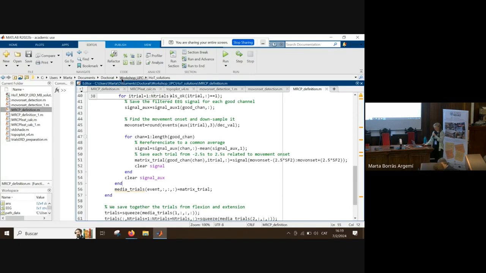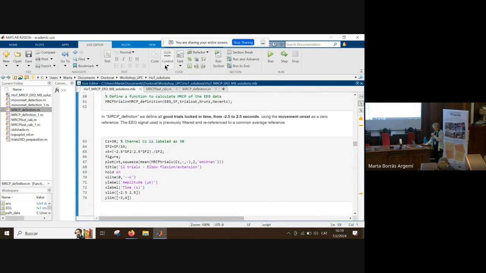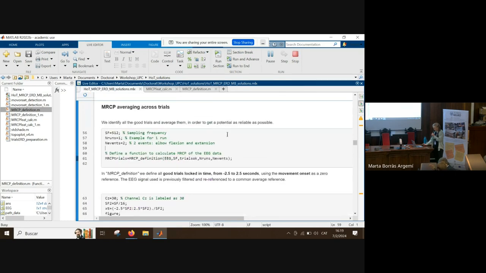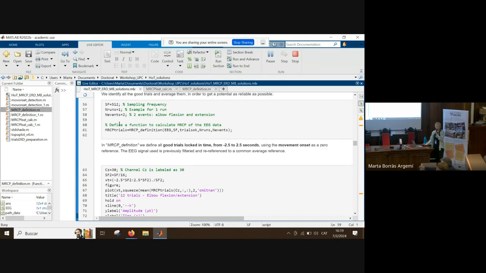If you go to the main live script and run this section, notice that we are doing it for only one run, because it's faster. Then in the following section you will upload the results for all the runs, because it will be faster.